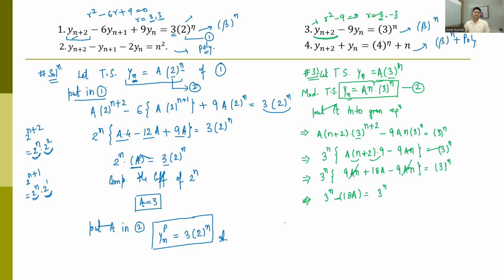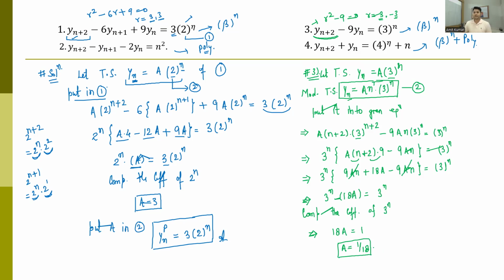Now what else? The same as we did in the last example, comparing the coefficient of 3 power n. What comes on the left side? The coefficient of 3 power n is 18 times a, and on the right hand side the coefficient is 1. It gives you the value of a as 1 upon 18. The value of the undetermined coefficient that we are searching for comes out as 1 upon 18.